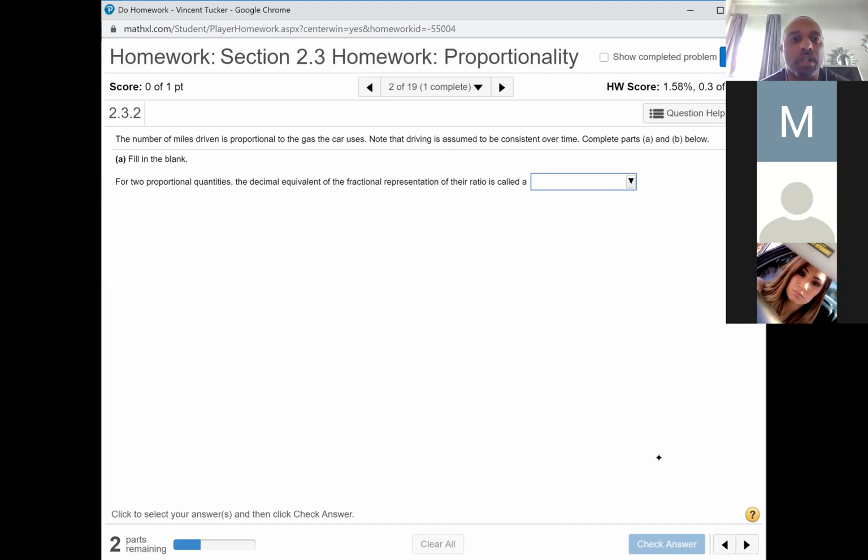All right, that's a good next one. Number of miles driven is proportional to the gas the car uses. Note that the driving is assumed to be consistent over time. Complete parts A and B. For two proportional quantities, the decimal equivalent of the fraction represented by their ratio is called, so we already talked about that. That's the constant, the number that's going to be constant throughout this whole relationship. So they call it the constant of proportionality.